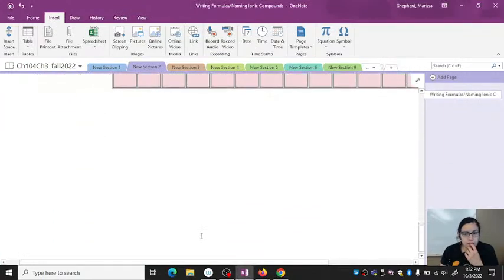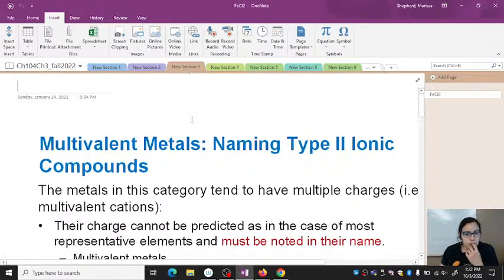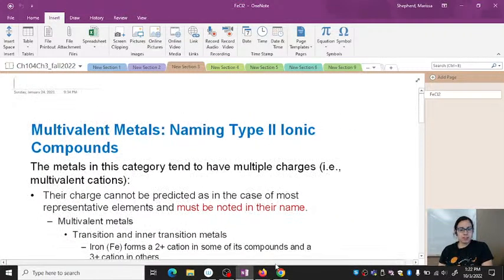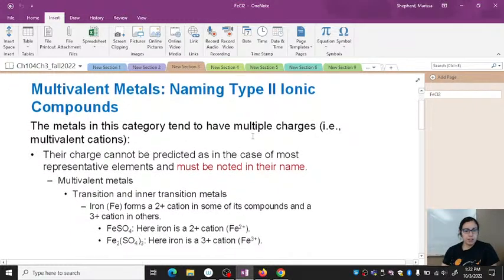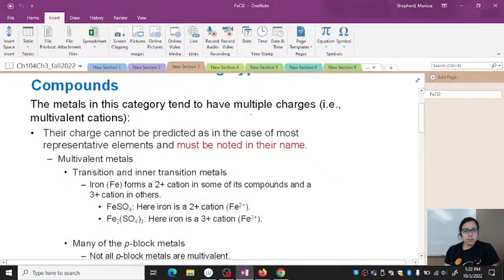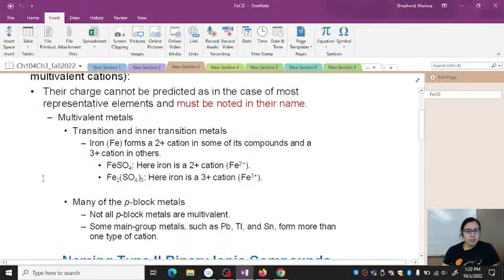And so now let's do some practice with these. They're called multivalent metals. Metals in this category tend to have multiple charges, so multiple oxidation states. And so their charge cannot be predicted, and it has to be noted in their name. So you can't just say, for example, iron oxide. There are 2 different iron oxides.